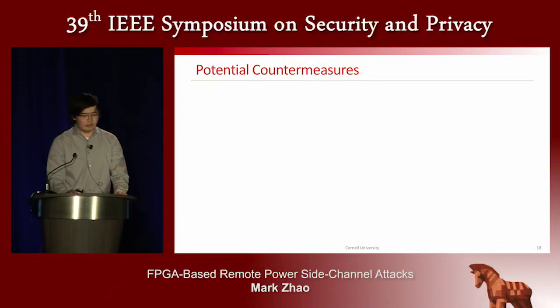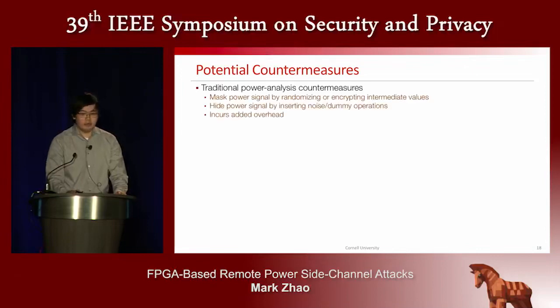So the question remains: what can we do about these side channel attacks? Well, there has been a lot of work that has studied traditional power analysis countermeasures. For example, we can mask or hide the power trace of a confidential module. However, this incurs added overhead, especially in the case of physically secure systems such as data centers, that data centers did not previously have to pay.